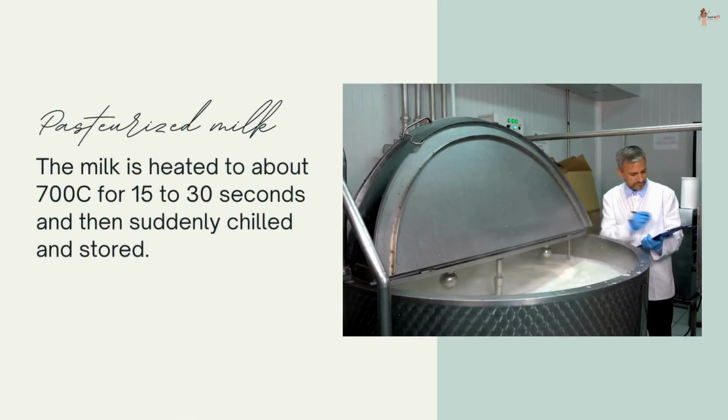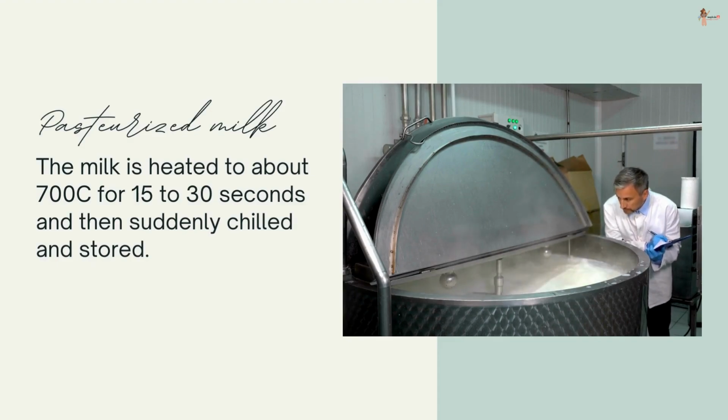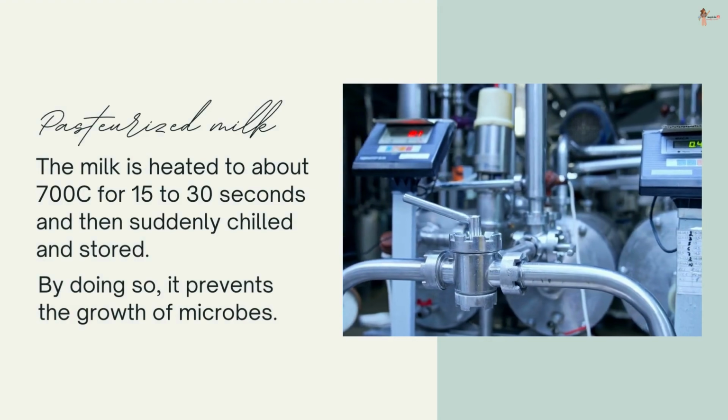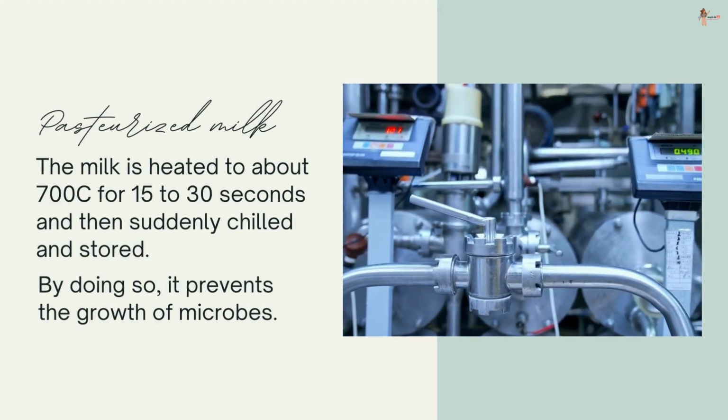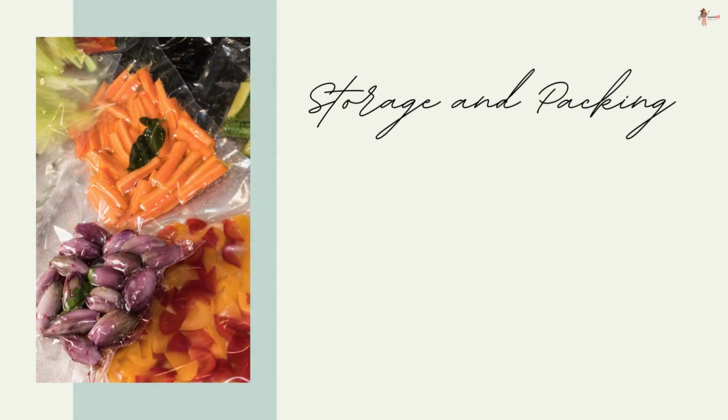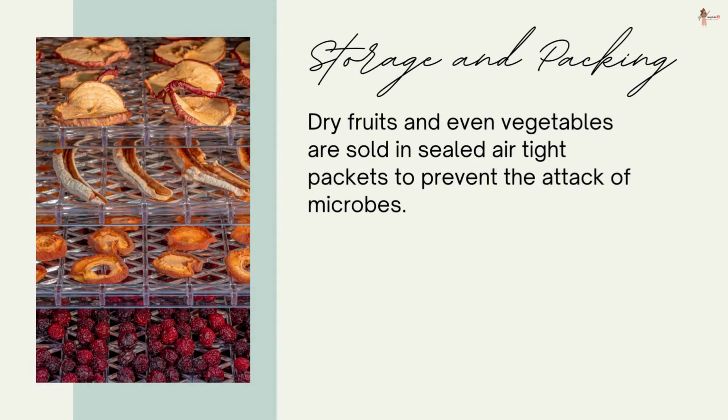The milk is heated to about 70 degrees Celsius for 15 to 30 seconds and then suddenly chilled and stored. By doing so, it prevents the growth of microbes. It is called pasteurization. This process was discovered by Louis Pasteur. The last method is storage and packing. These days, dry fruits and even vegetables are sold in sealed airtight packets to prevent the attack of microbes.